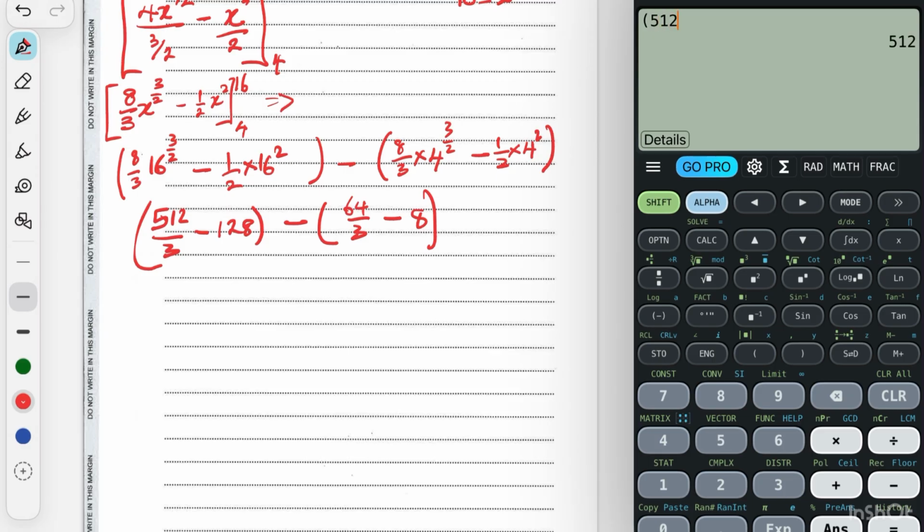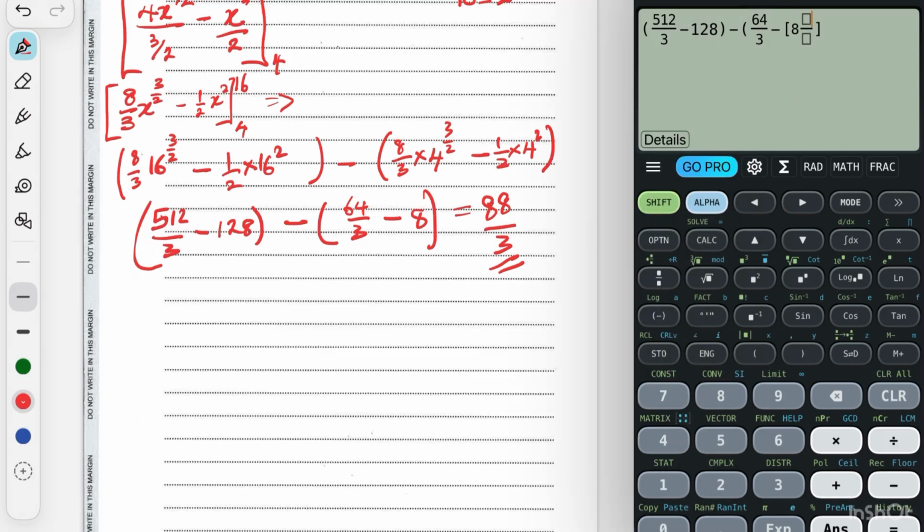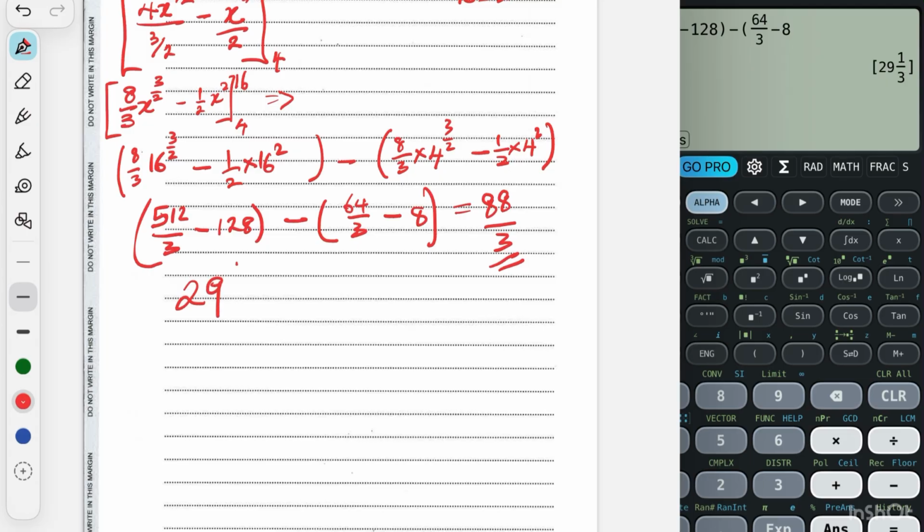512 divided by 3 minus 128 minus 64 divided by 3 minus 8. Yes, so that was my answer, I remember. So this is 88 by 3. So this is the exact answer. You can write it as an improper fraction just to be certain. So divide by 8, then shift. So 29 and 1 by 3.